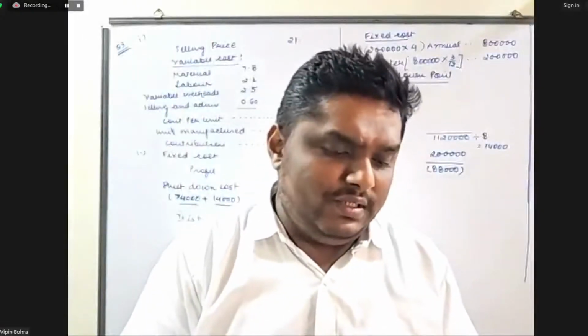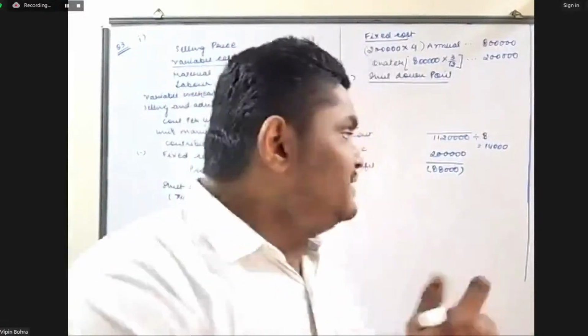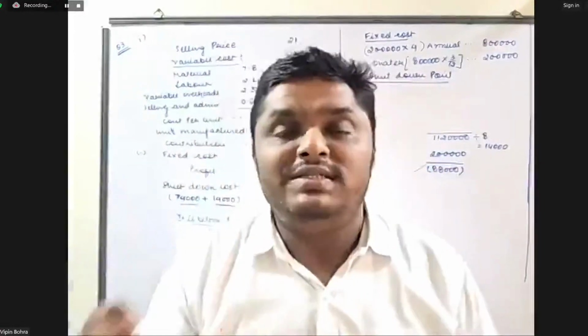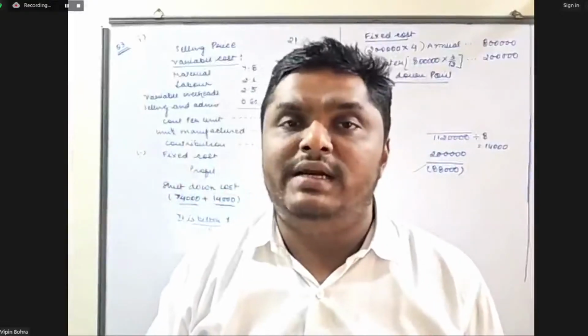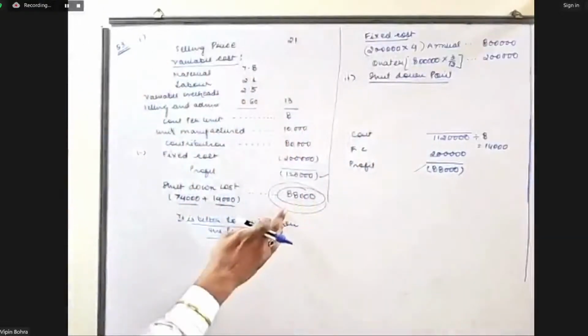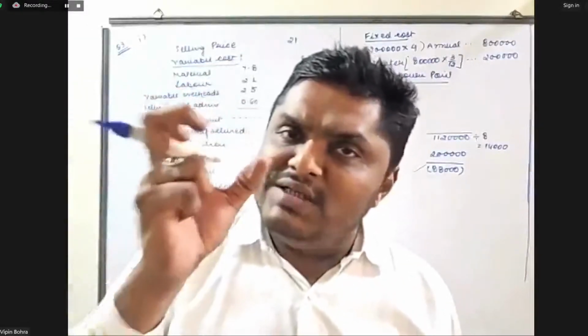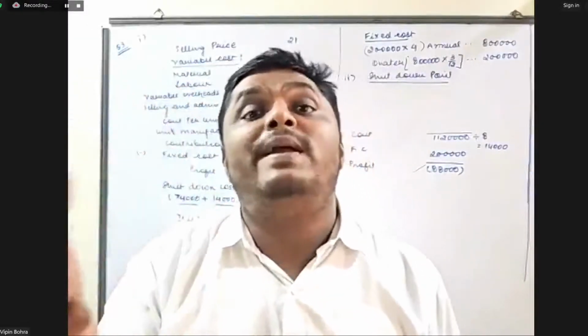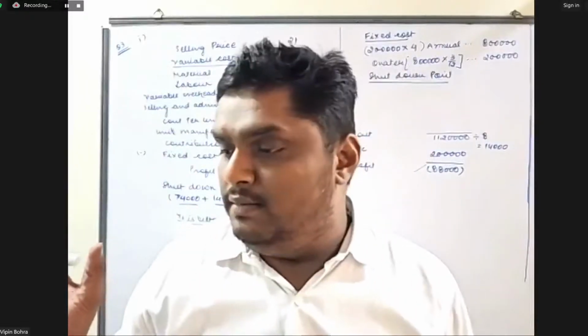See, 14,000 into my contribution is 8 minus 2 lakh. So my loss is 88,000. If I manufacture and sell 14,000 units, my loss is 88,000. And if I shut down the plant also, my loss is 88,000. So this 14,000 units is the point where I am indifferent. चालू रखो बंद रखो कोई फर्क नहीं पड़ने वाला.